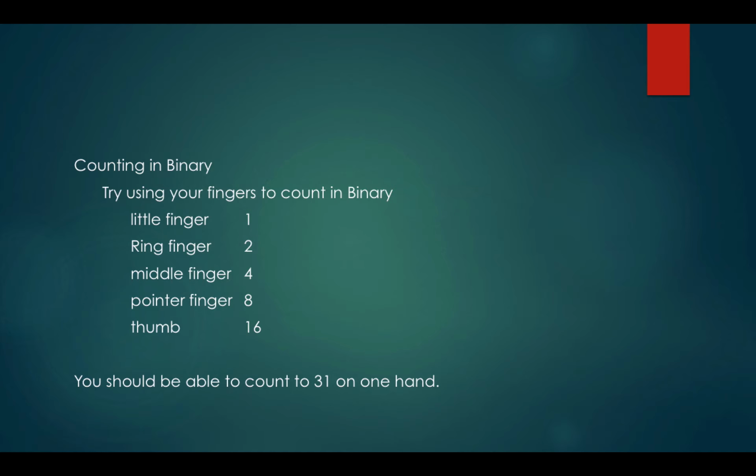So we're going to have a challenge, counting in binary. You're going to try and use your fingers to count in binary. Your little finger will be 1, the ring finger will be 2, the middle finger 4, the pointer finger 8, and the thumb 16. And you should be able to count up to 31 on one hand. I'll give you a try of that, so pause the video. After it, I'll show you a quick video of how you can do that.